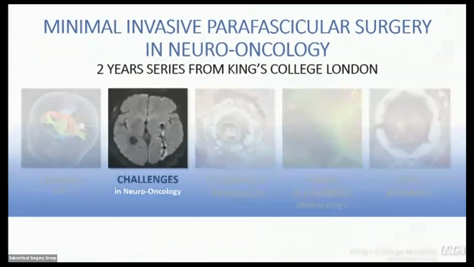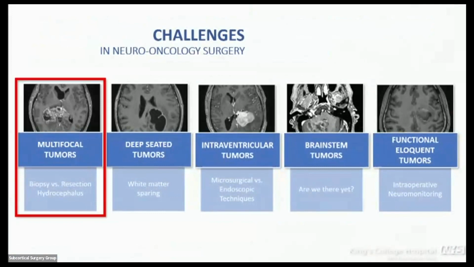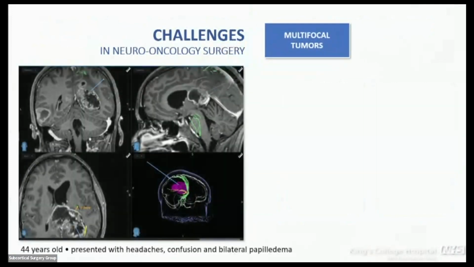So let's look into challenging cases at King's College Hospital. I will start with one of the most difficult ones I find, multifocal tumors, and we chose to present a case of a young patient, 44 years old. As you can see, multifocal glioblastoma. This patient has clearly hydrocephalus with an enlarged ventricle. We had a discussion about this case in our MDT. Should we go for a traditional biopsy and a shunt?